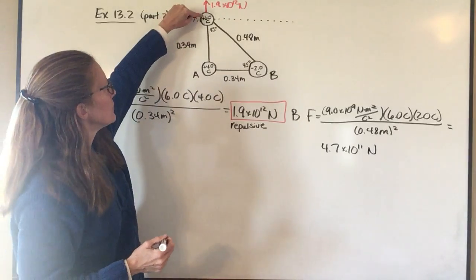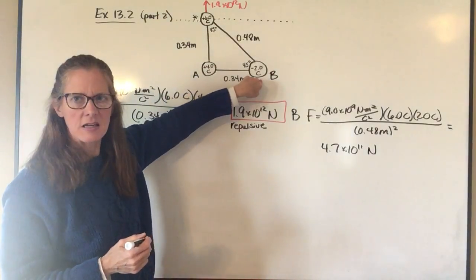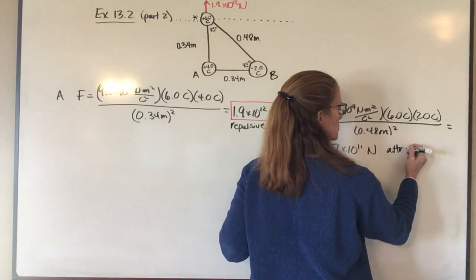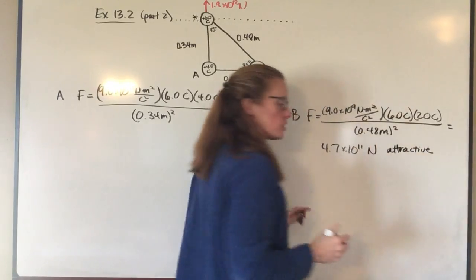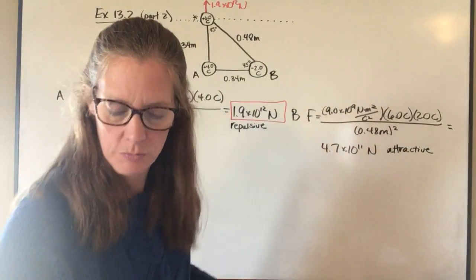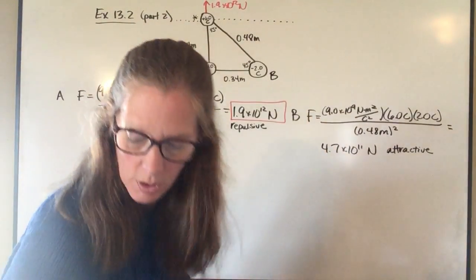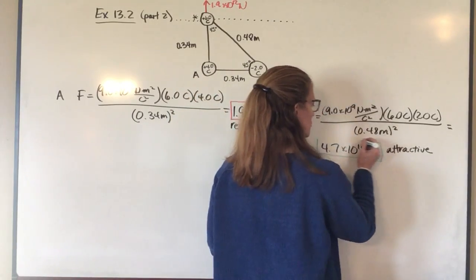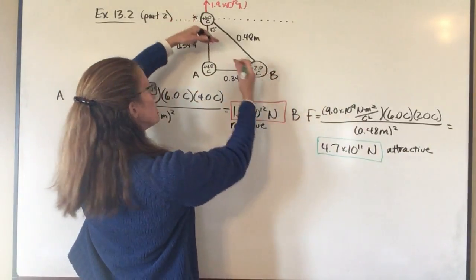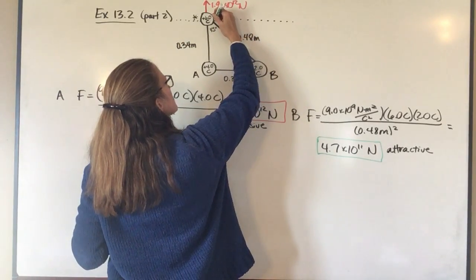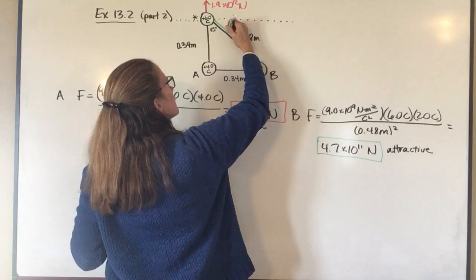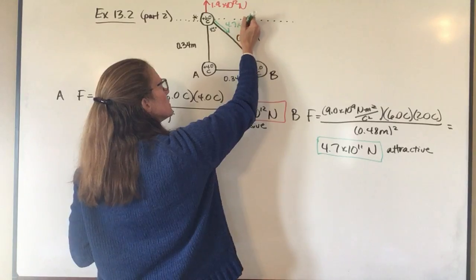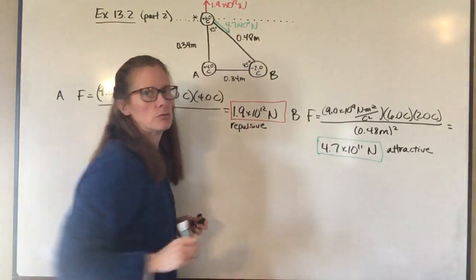What about these 2? This is positive and this is negative. So what that means is that this is actually an attractive force in place of a repulsive force. So that means that these 2 charges are going to be drawn towards each other. So this one is going to go right along that line here, and it's going to be 4.7 times 10 to the 11th newtons.